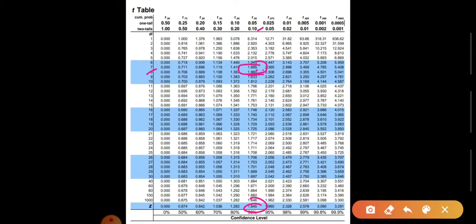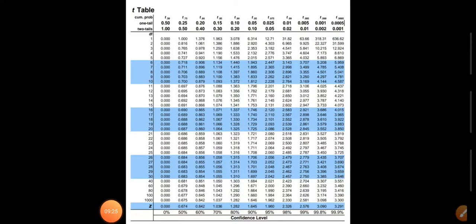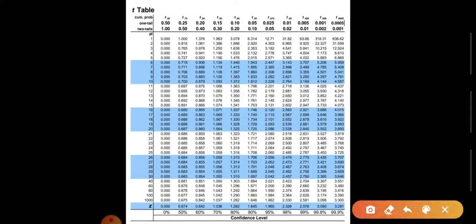0.90. Okay, and if our n is 23, its degrees of freedom is 22, and then its confidence level is again 90. So it's going to be 1.717.